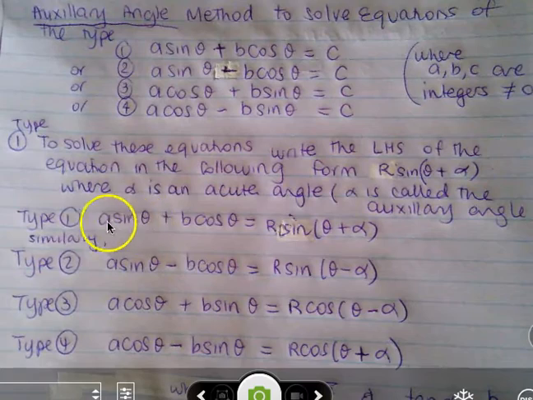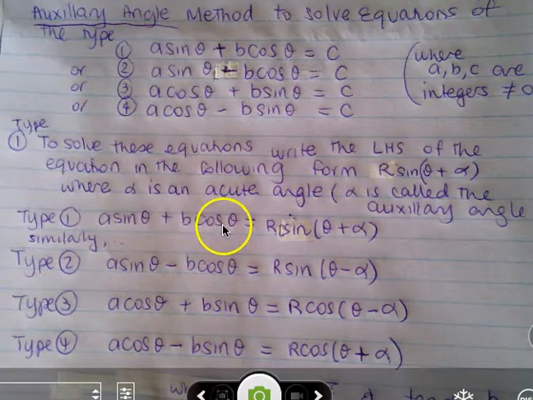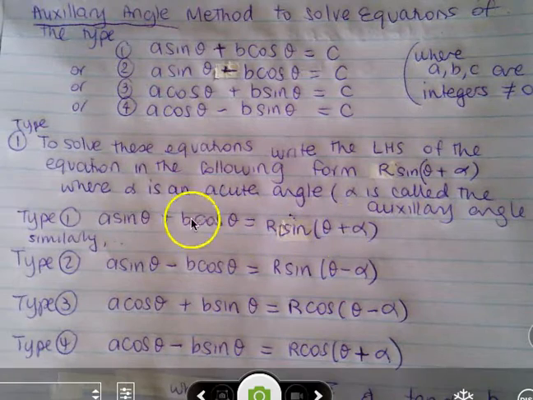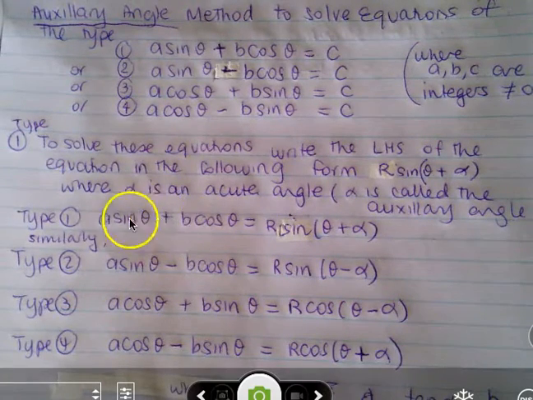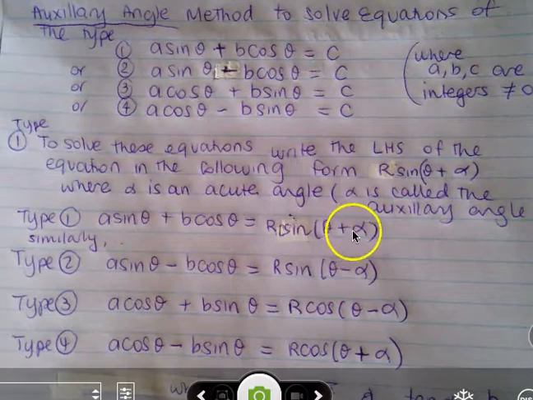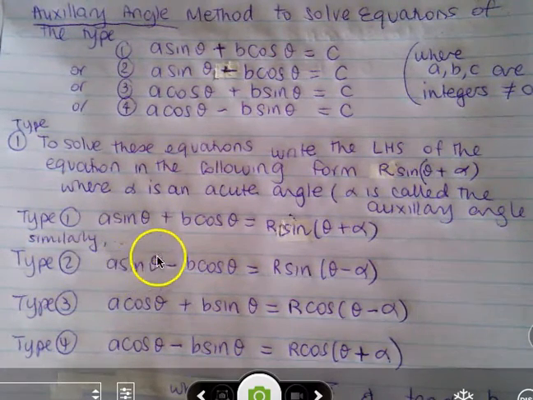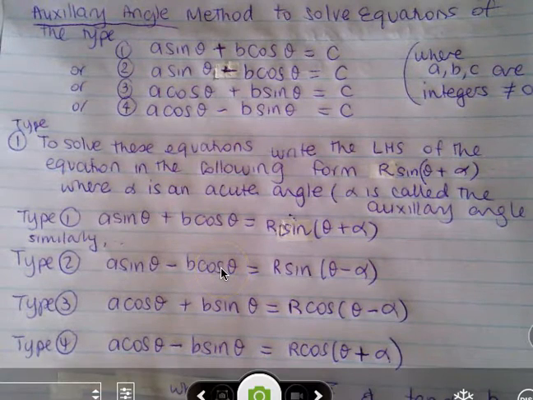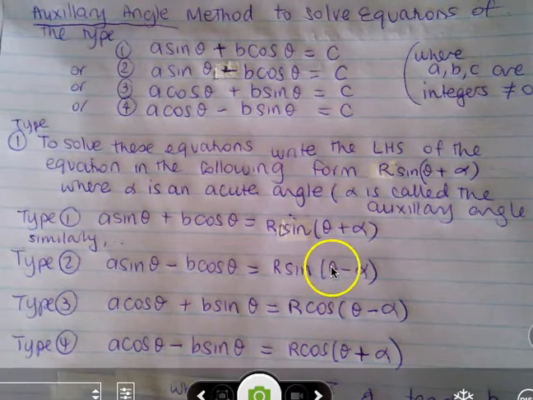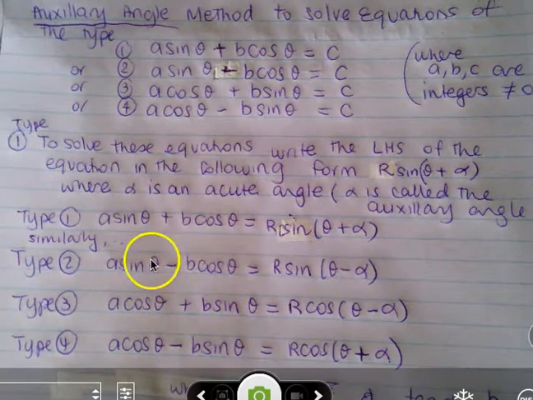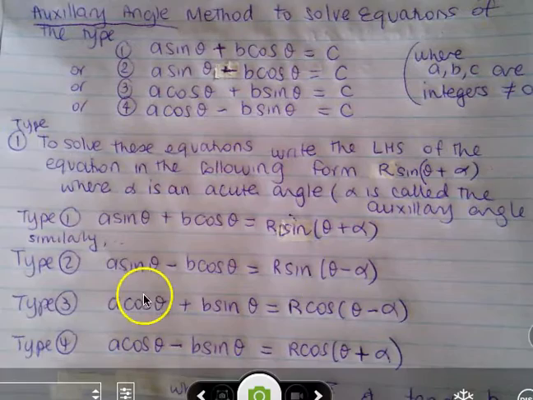If sine is first, if you've got a sine theta plus b cos theta, they will ask you to express it in the form r sine theta plus alpha. Notice the sine one where it's first, it's sine here and we keep the sign the same, plus plus. Another type, a sine theta minus b cos theta, would be the sine type again because the sine is written first and it's theta minus alpha, keeping the sign the same, minus minus.